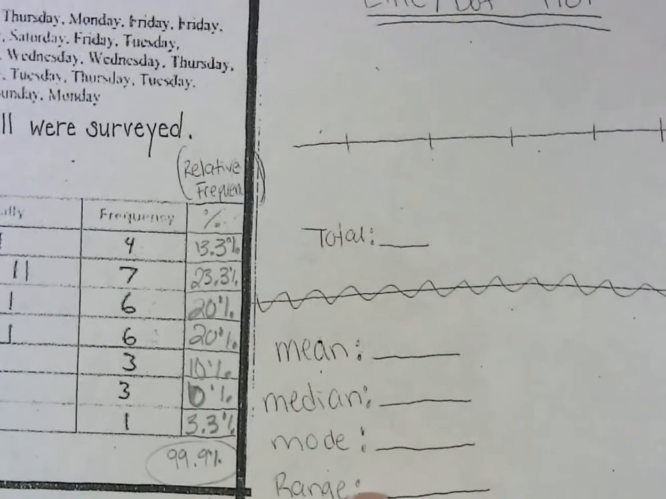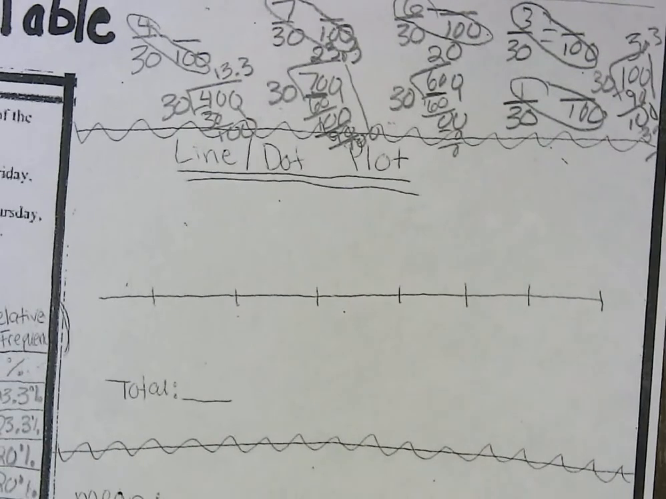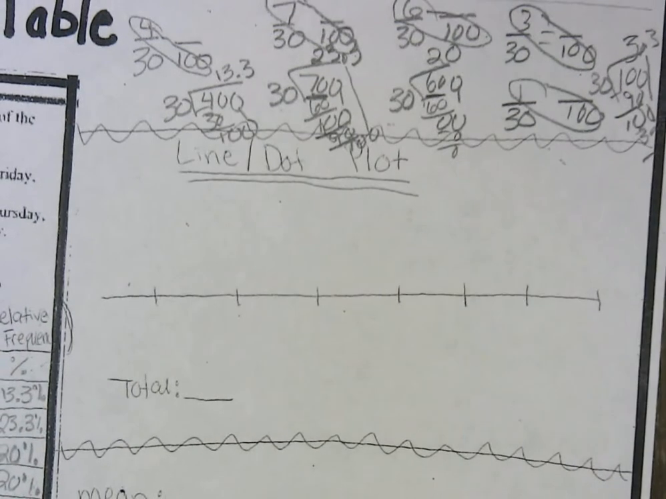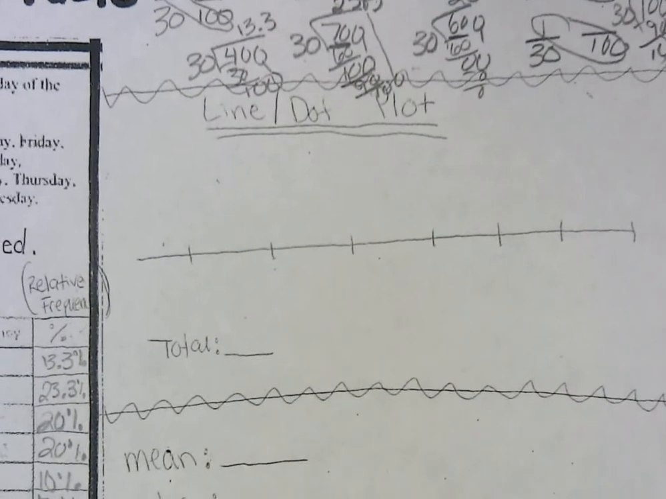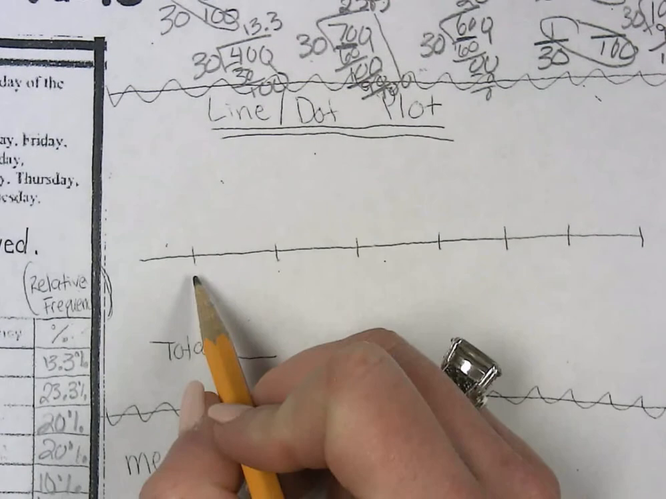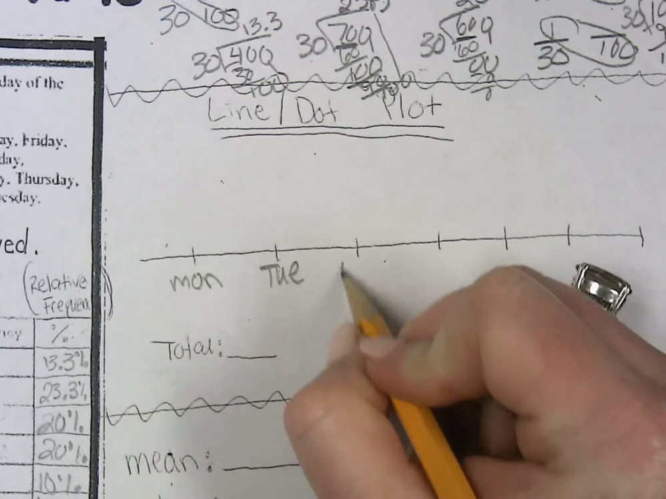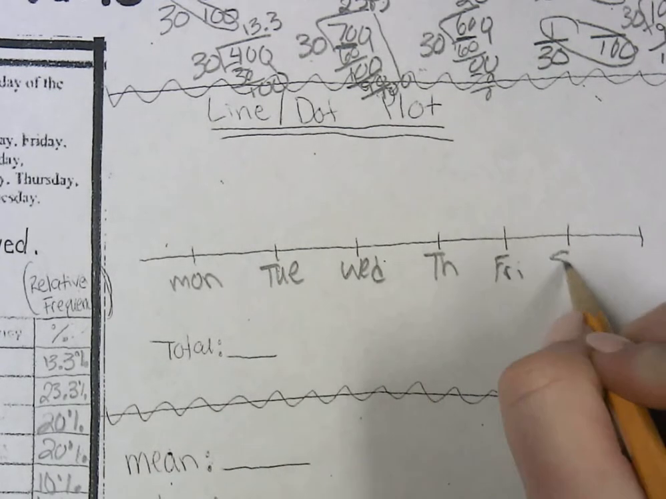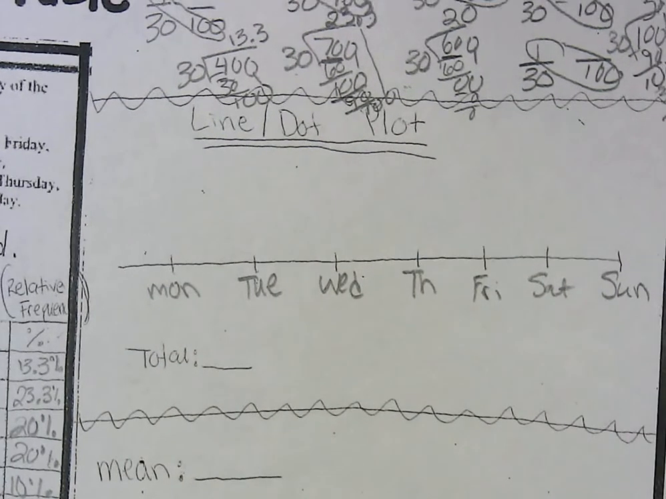So let's take this information. Frequency chart is good, but you could also represent that in a line or a dot plot. So we have our line. What were we talking about in this specific problem? We need to label it. We were talking about the days of the week. So we're going to label each mark. We have a Monday, Tuesday, Wednesday, Thursday, Friday, Saturday, and Sunday. Here we go. Super easy.